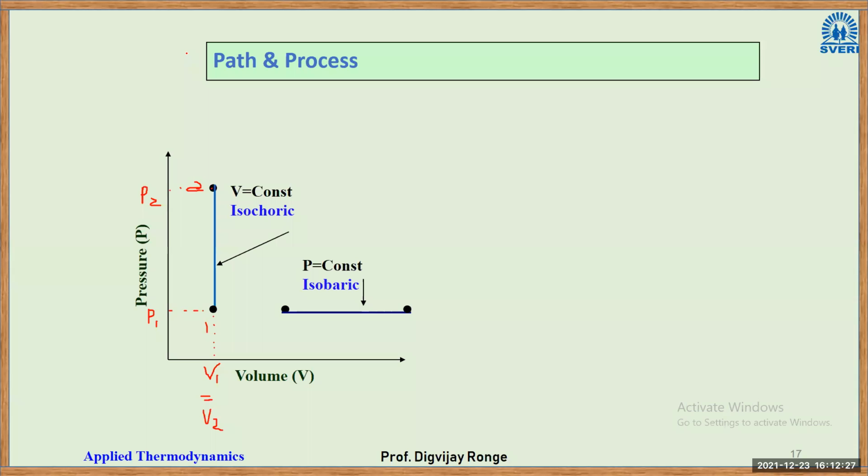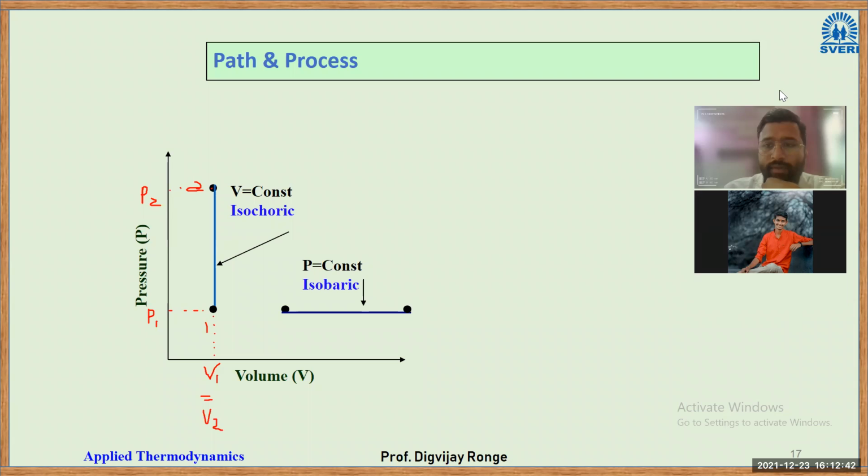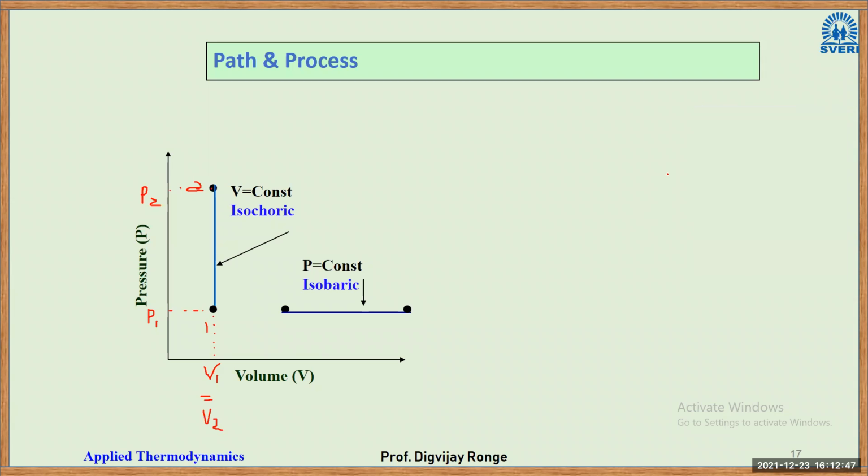Yes, any guess? So the question here, for those who did not understand, is: here is one process where the initial volume and final volume of the system remain the same, but pressure changes. So where is this example? It is a very common example in your house, right?